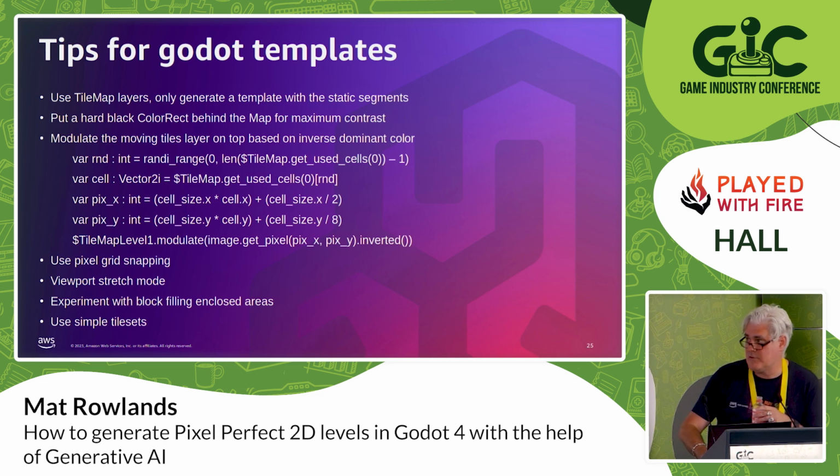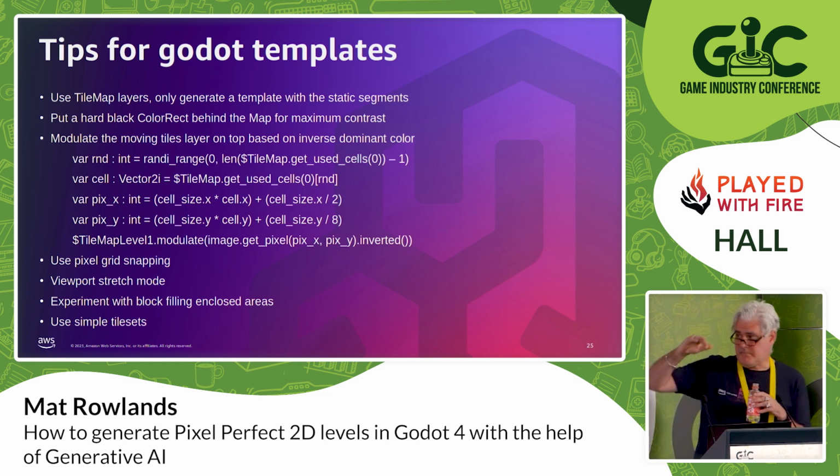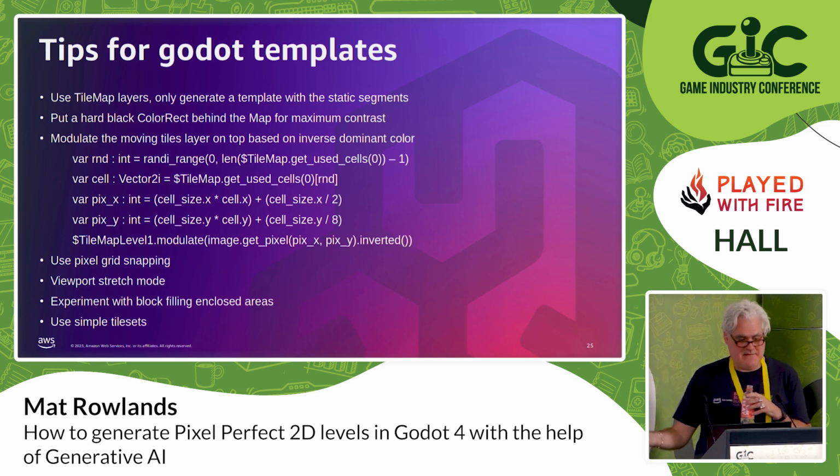Use pixel grid snapping always, viewport, put it in stretch mode. Experiment with block filling in closed areas as well, like at the bottom of the level, there were the steps, they were block filled. Initially they weren't, and I spent ages trying to force interesting things to happen in there. Block fill stuff, and don't be shy about block filling with pattern things or not pattern things, and choose your random tile sets. And keep tile sets very simple.